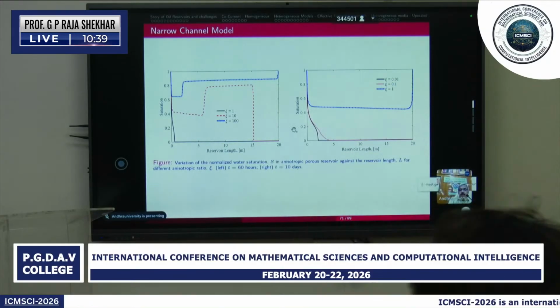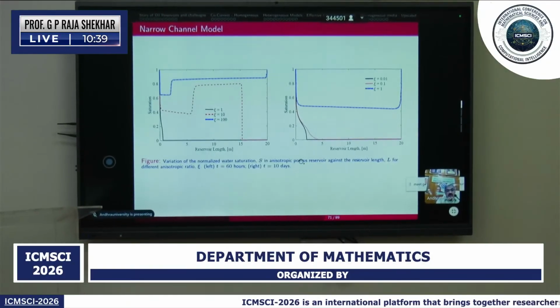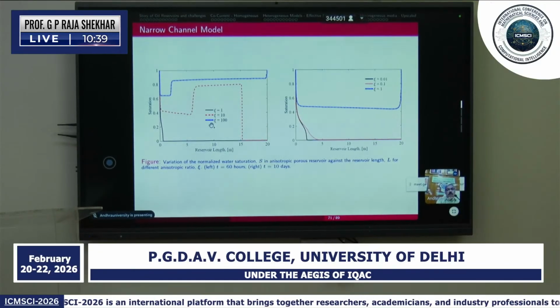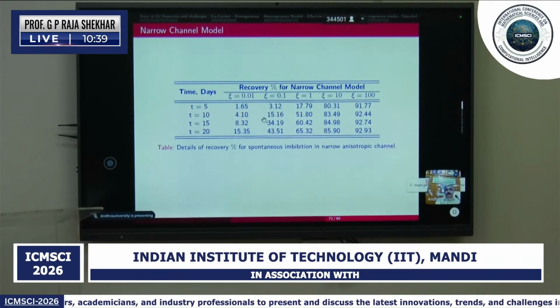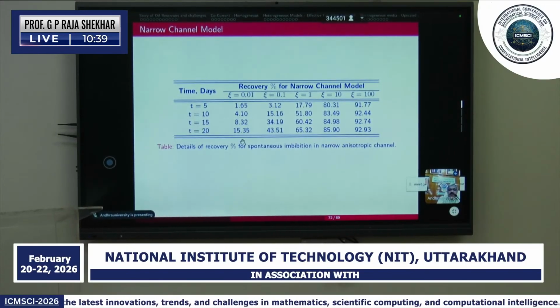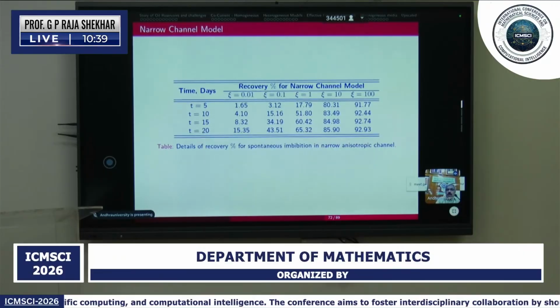So the oil bulb formation is seen here. This gives, for each anisotropy ratio, the oil saturation across the reservoir length. Then, recovery percentage: as you can see, if the anisotropy ratio is low, the recovery percentage is less. If the anisotropy ratio is high, it is almost permeable, so there is no rock. Naturally, whatever oil is there, it is getting pushed.